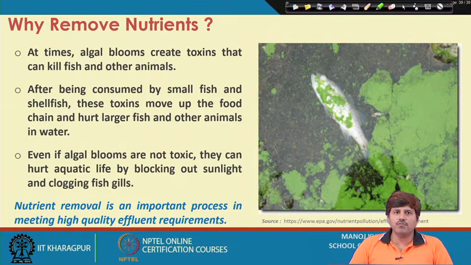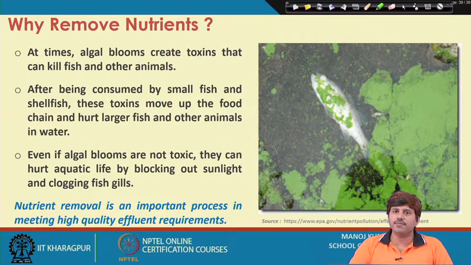Even if algal blooms are not toxic, they can hurt aquatic life by blocking out sunlight and clogging fish gills. So, there are a variety of these issues, and eutrophication is one of the most sought after environmental problems across the globe, across the world.